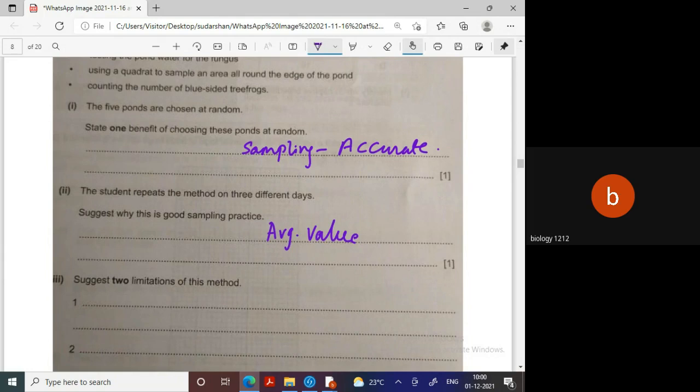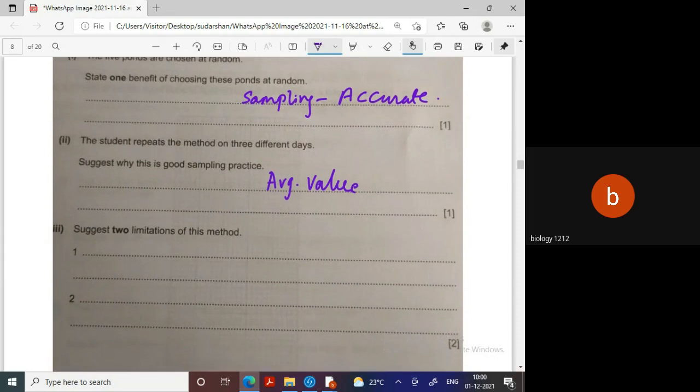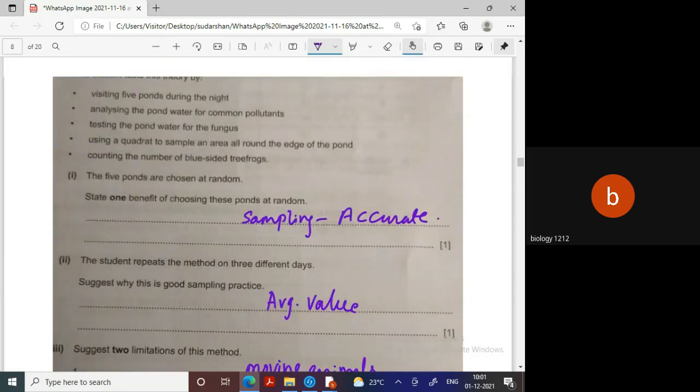There is a limitation with this method because these are frogs. So the limitation would be they are moving animals. So again and again you may capture the same animal. Maybe you will have confusion with the counting. And most important, as they are nocturnal animals, they can camouflage. So sometimes you may not get the same organism or you may miss the organism. So those are the two limitations here for 2 marks: moving animals and camouflage.